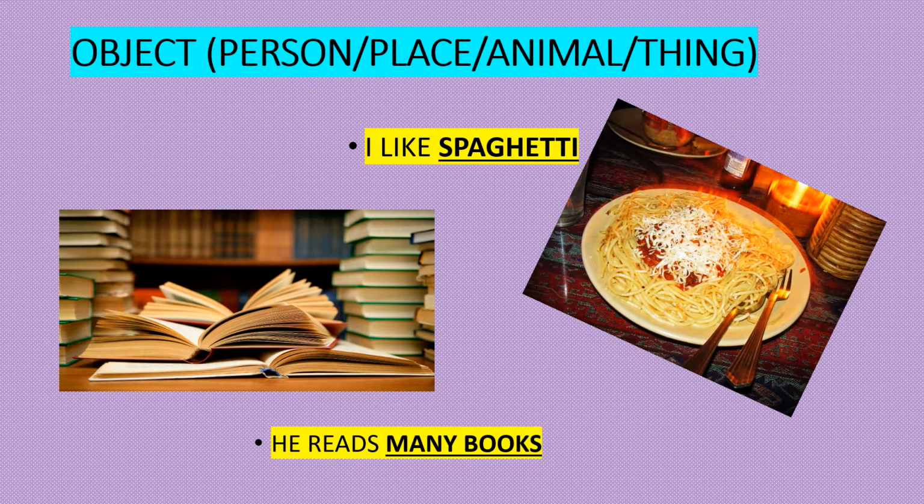A direct object is a noun or pronoun that receives the action of a verb in a sentence. Usually it answers the questions what or whom about the verb. Here the example can be I like spaghetti or he reads many books. So here spaghetti and many books is an object.